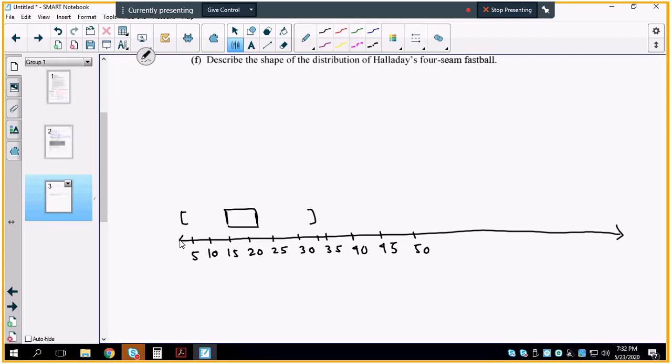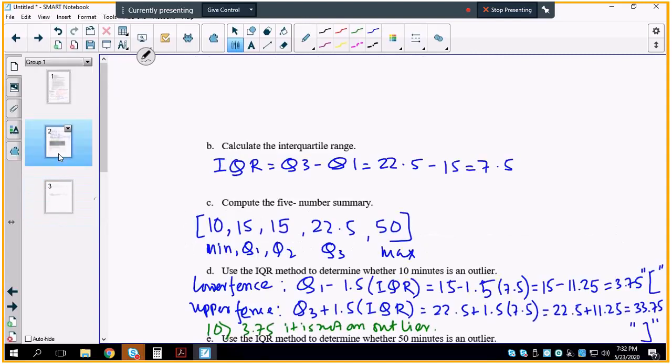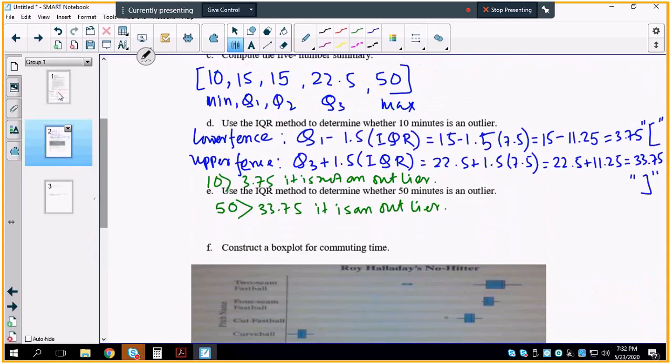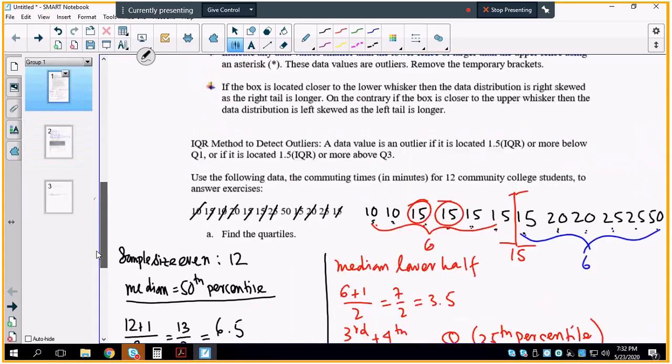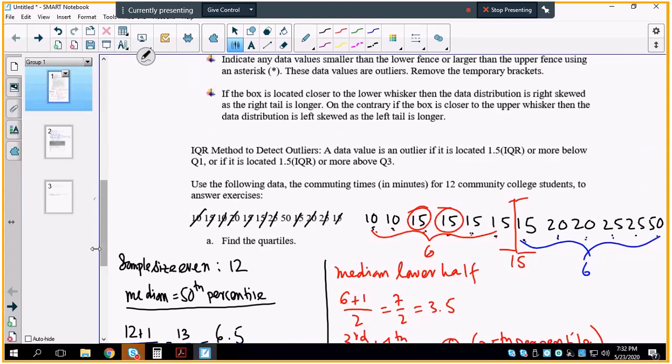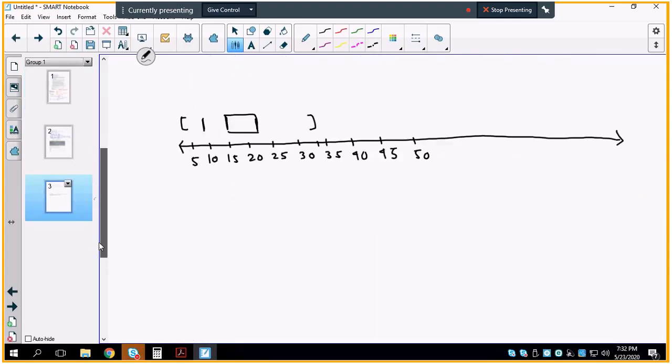Identify the lowest value, but bigger than the lower fence. Clearly that's 10. So it's here. Identify the highest value, but lower than the upper fence. The highest value is 50, but the highest value that is lower than the upper fence is 25. So if we go back to the commuting times, we will see that before 50, the highest value is 25. So the highest value that is lower than the upper fence is 25.